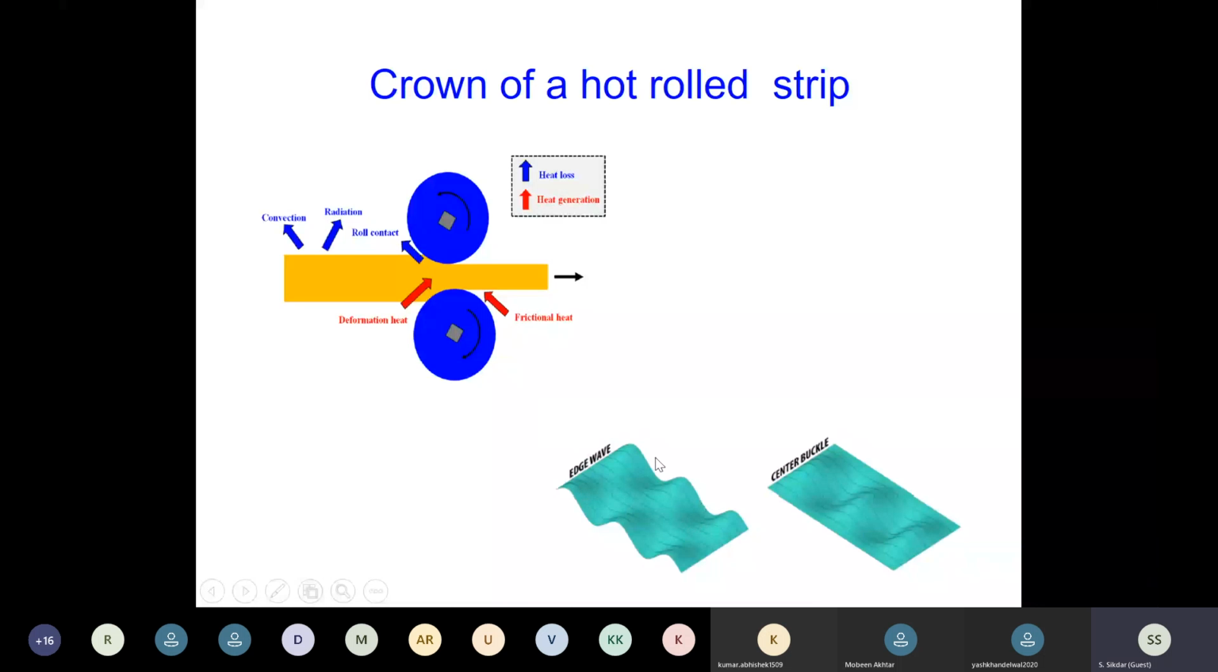You see, these are edge waves. That means on the side, the edge has bent like this. That is one kind of waviness that happens. And if it is a center buckle, that means in the center there will be some kind of buckle. It happens for the thinner gauge.